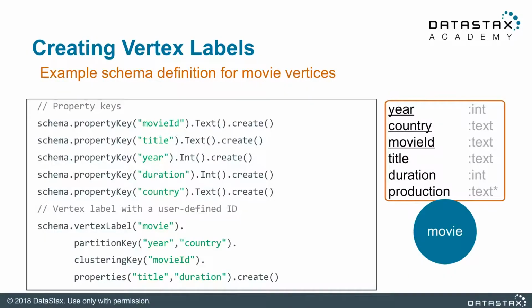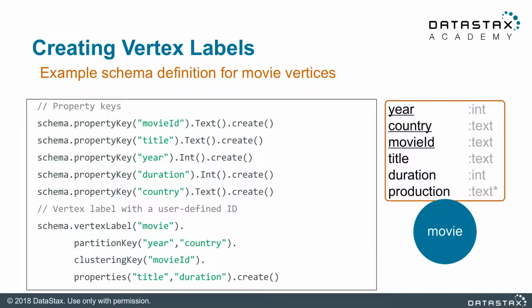This time, we'll be defining our movie vertex label. Notice how we have two properties, year and country, as our partition key. This is known as a composite partition key, as we're combining two or more values to define data locality. It's important to remember that just like in SQL data modeling, you must always provide both values of a composite partition key when querying back the data.